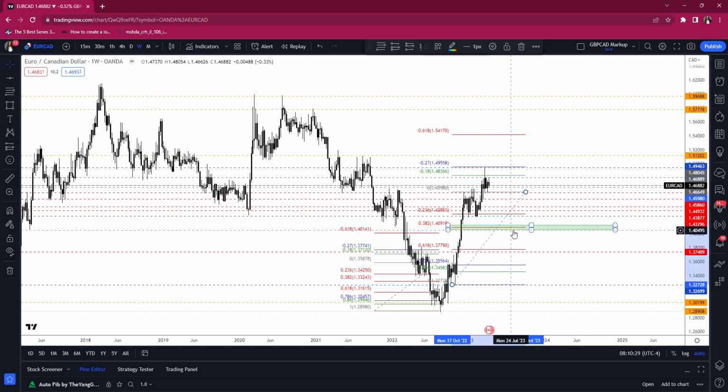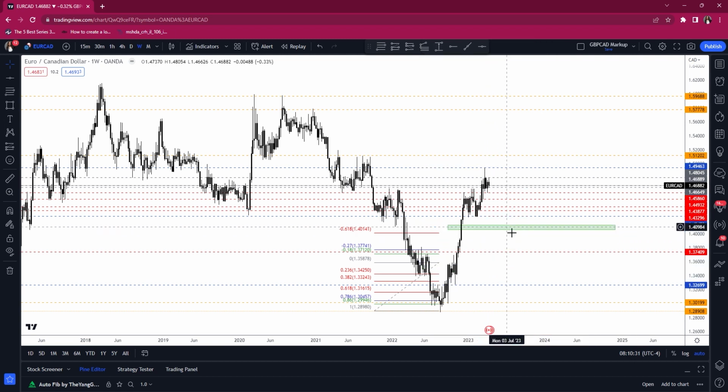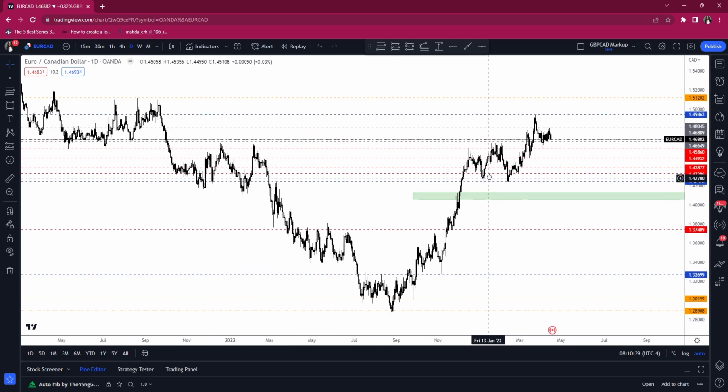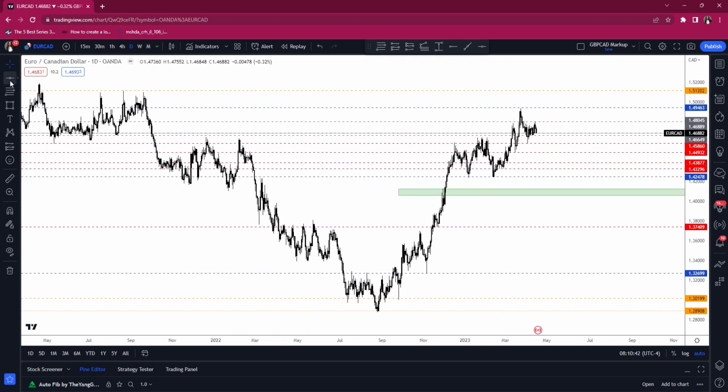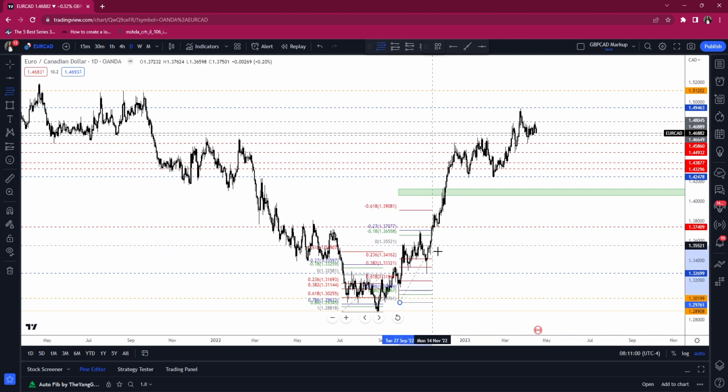Now I'm going to delete this. I'm going to go down to the daily to see what we have. And I think it may be the same fibs. So I'm going to go from the low to this high. So we have A, B, C, D. Let me move this to the side. And then we have A, B, 38.2, C, D. That completed.